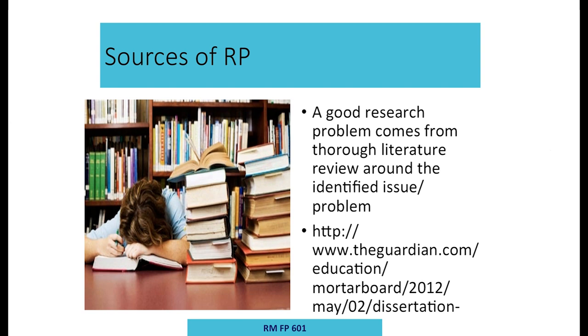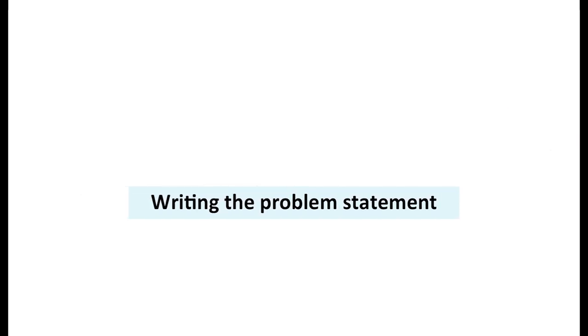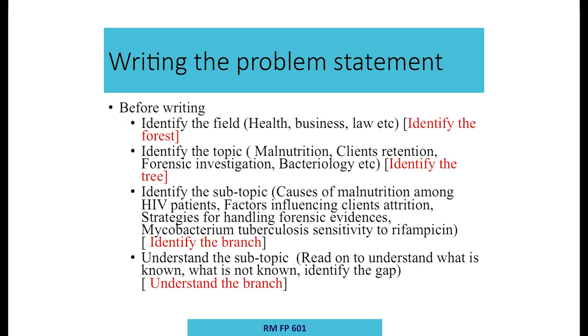Now, having seen the definition of terms and the sources of research problems, let us turn to another objective, that is writing the problem statement. Before writing the problem statement, you need to identify the field, that is, whether you are working in health, business, law, or any other. In this case, we say identify the forest. When you have identified your field, or the forest, you need to identify the topic you want to study.